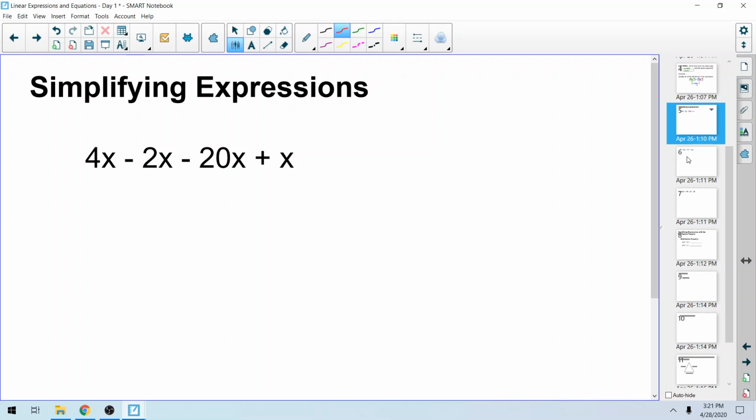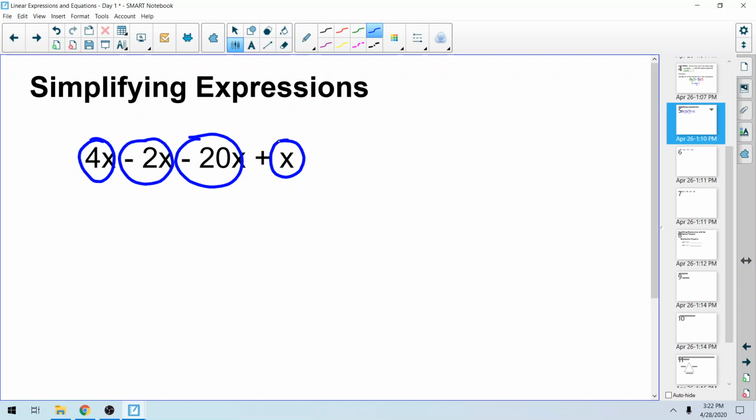Okay, guys, the next thing we're going to look at is simplifying expressions by combining like terms. So we're going to take a look at our expression, 4x minus 2x minus 20x plus x. And first of all, we have to identify all the like terms. Well, if I'm looking at them, this guy has an x, this guy has an x, this guy has an x, this guy has an x. They're all like terms, so we're going to put them all together.